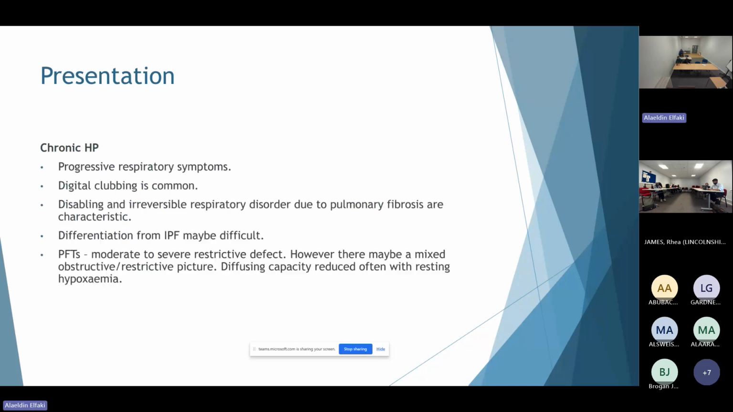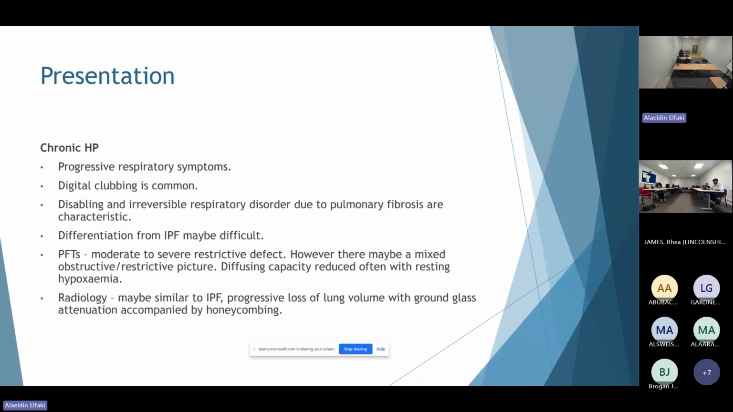The chronic presentation is similar to any lung fibrosis or UIP pattern, usually presenting with progressive respiratory symptoms, clubbing of the fingers, and crepitations on chest exam. A restrictive pattern may be there as well, and some people might have a combined obstructive and restrictive pattern due to air trapping.